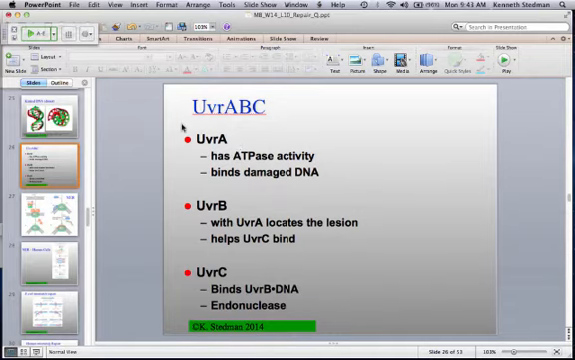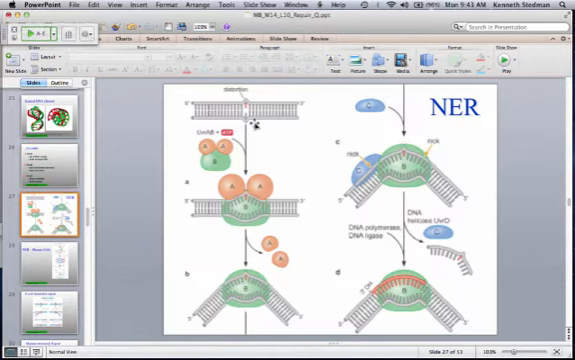You have UVRA that binds to that damaged DNA, and it's not so much the damage itself, it's that structure. It's the weird structure. If there's a weird structure in your DNA, then UVRA will bind to it. UVRB basically seems to come along for the ride with UVRA. UVRC is that critical endonuclease that makes the cuts on either side of this problem and then allows the next steps to take place. So I just said this in words. We'll look at it in pictures right now.